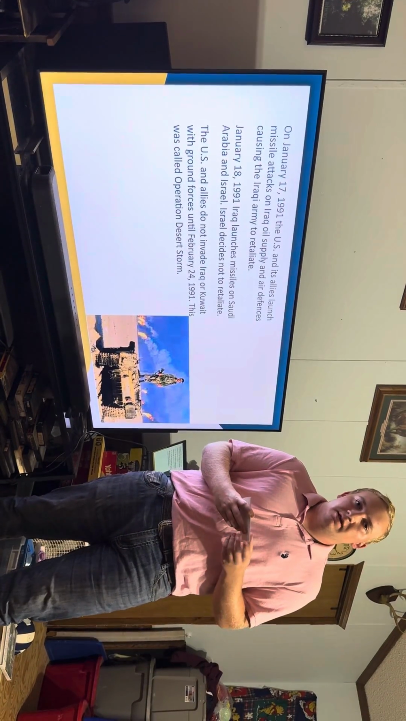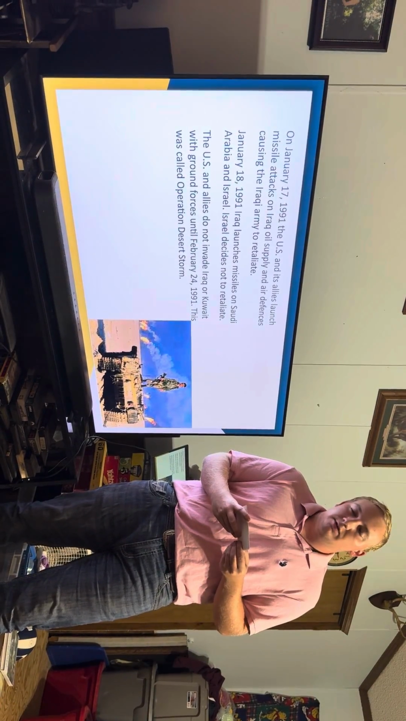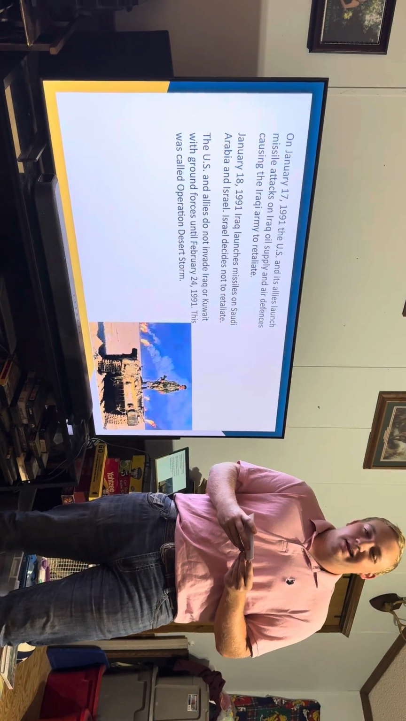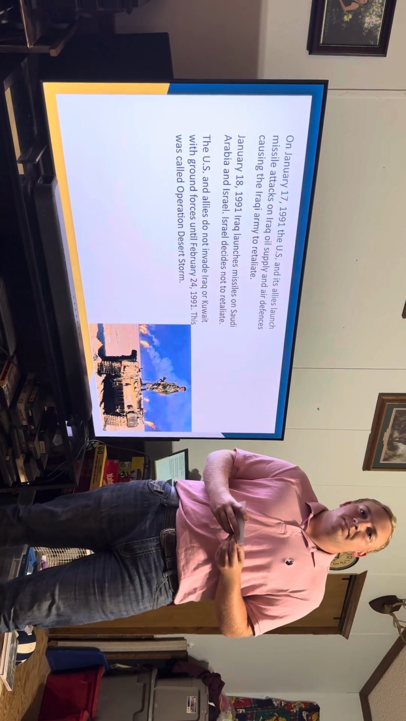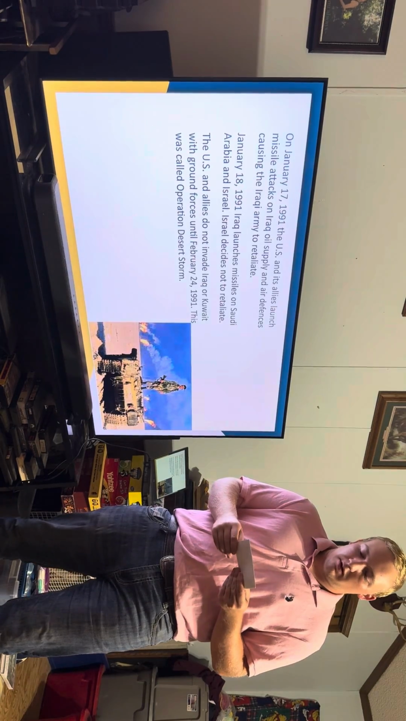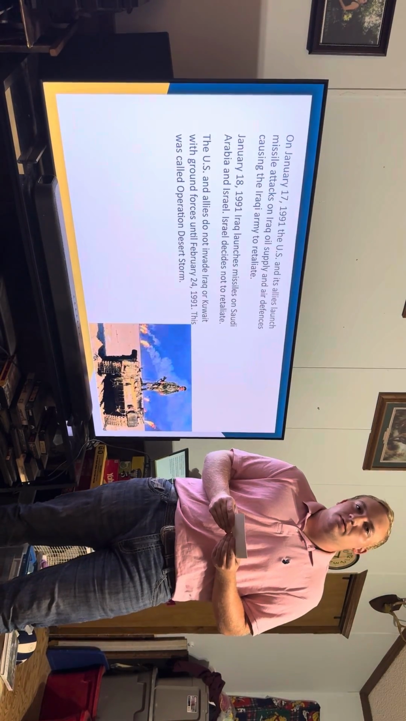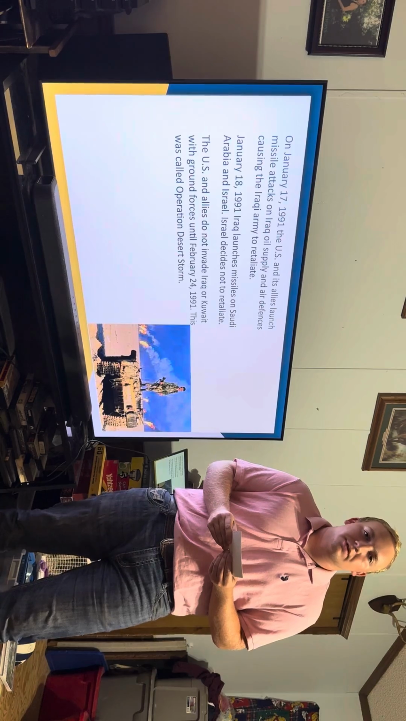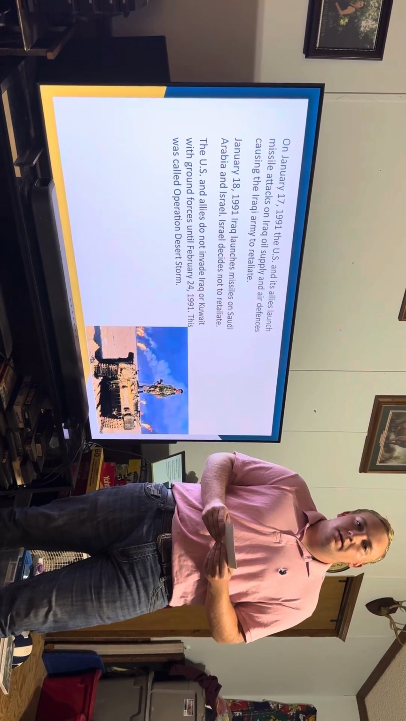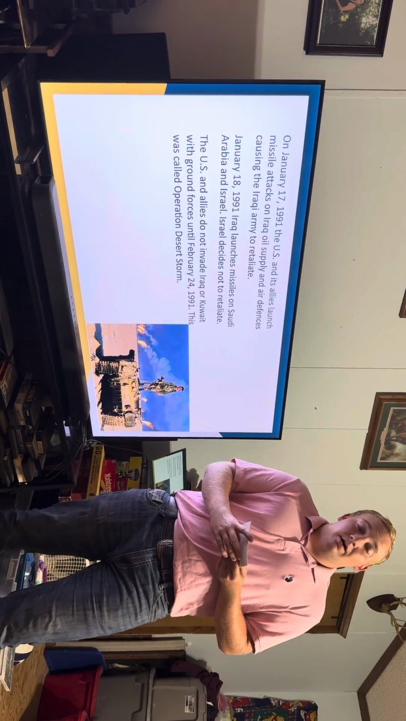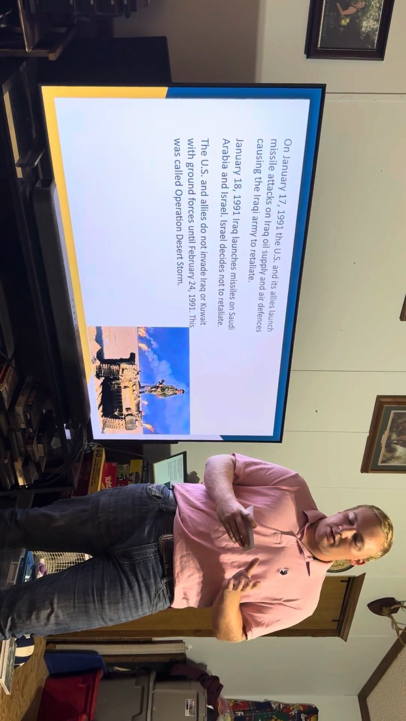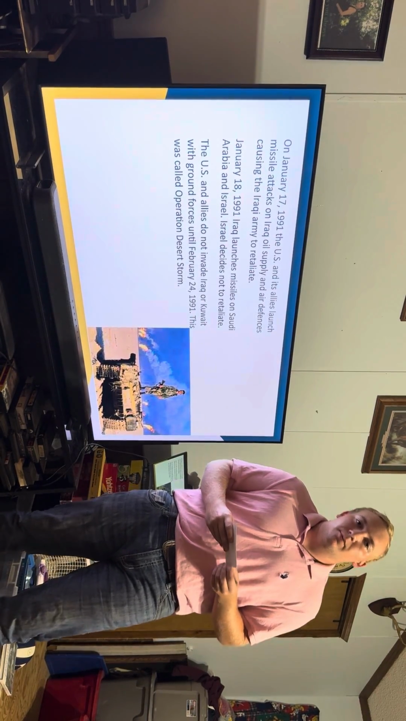Later, on January 17th of 1991, the U.S. and allies began launching missile attacks on Iraqi oil supply fields and air defenses, crippling the Iraqi defenses. On January 18th, Iraq retaliated by sending missiles to Saudi Arabia at American forces and to Israel. Israel would decide not to retaliate or take any part in this. The United States did not invade until February 24th of 1991, and this would later be called Operation Desert Storm.